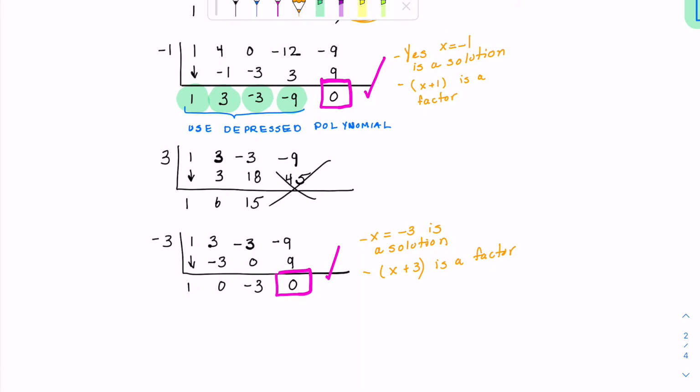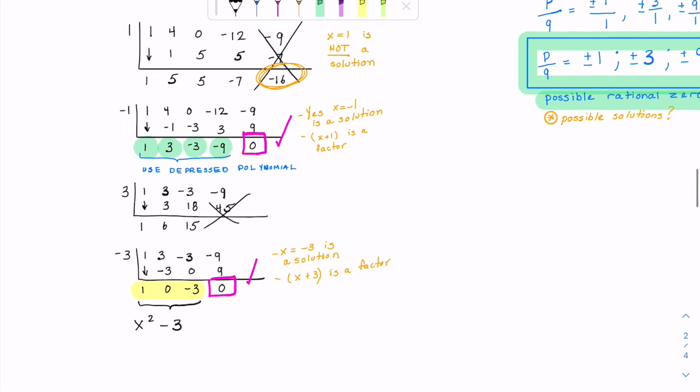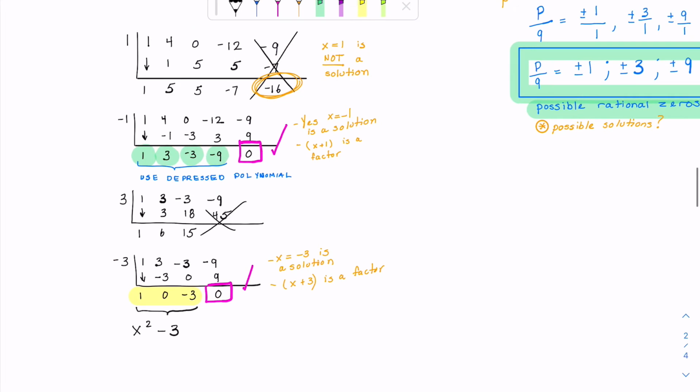All right, based on this depressed polynomial that we have left over, we could stop right there and we can just answer the remaining question as a quadratic because this is just going to be x squared minus 3. So we can finish this without using synthetic division any further. So I'm going to list my factored form first. I think it's easier to do that.